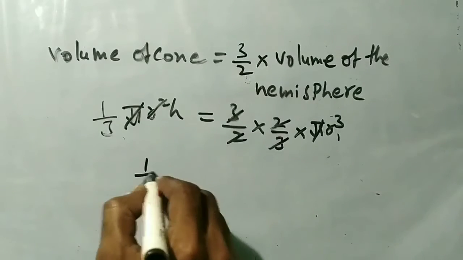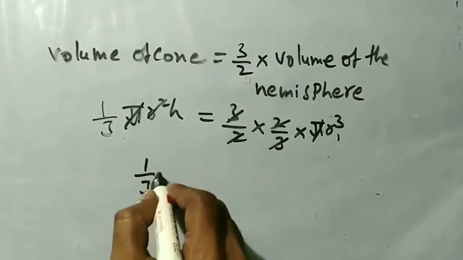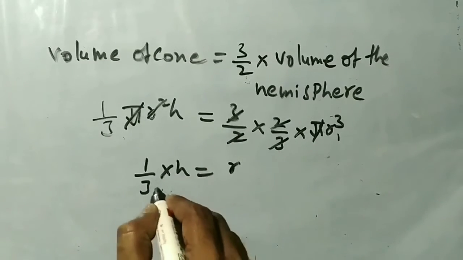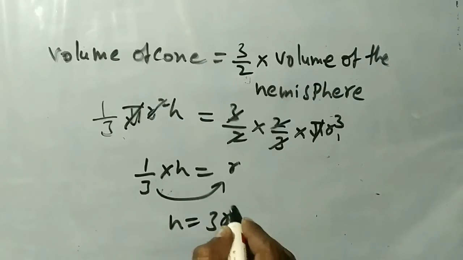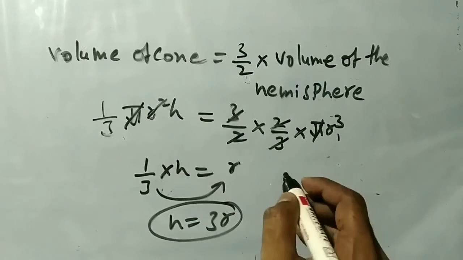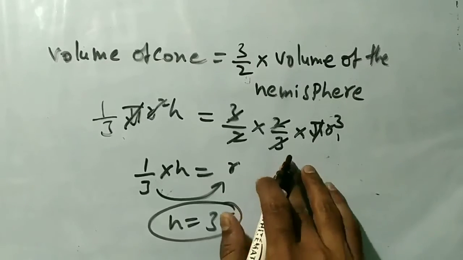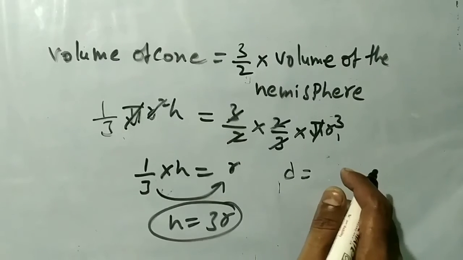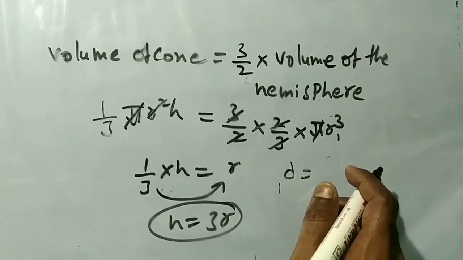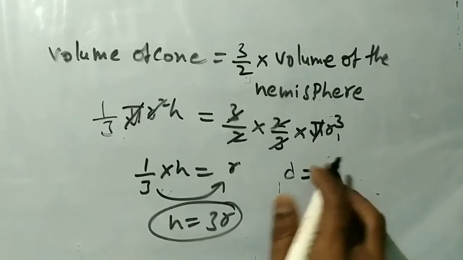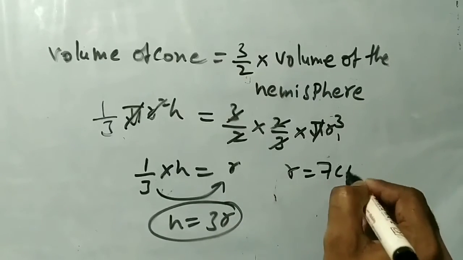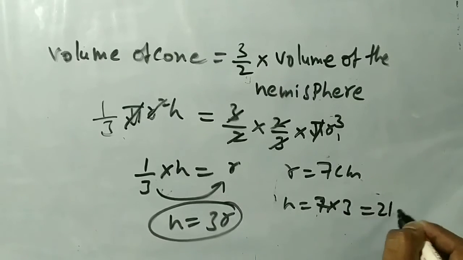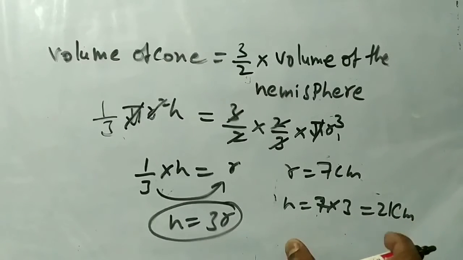Finally we got 1 by 3 is equal to 1 by 3 into h, with only r remaining. So 3 goes this side, that is h is equal to 3r. But in the question they have given r is equal to 7, that is r is equal to 7 centimeters of the cone. So here h is equal to 7 into 3, which is 21 centimeters. So we got both values, h and r.